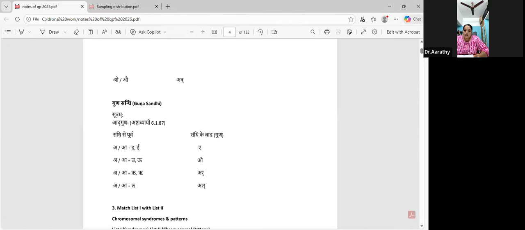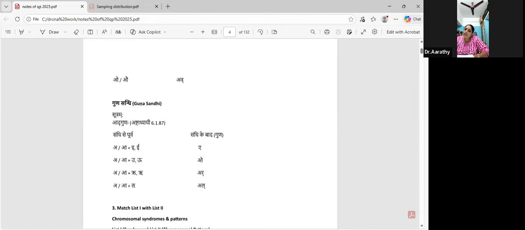Okay. So the second one, where Purva Padam ends in a or aa, and Parapadam starts with u or uu. The examples are Maha plus Udaya, Mahodaya. Surya plus Ushma, Suryoshma. Saha plus Udara, Sahodara. Prashna plus Uttar, Prashnotar. So the third one, where Purvapadam ends with a or aa, and Parapadam starts with r. In that case, the Sandhi is attained by replacing it with ar. Examples: Deva plus Rishi, Devarshi. Sapta plus Rishi, Saptarshi. Maha plus Rishi, Maharshi. All these, it is replaced with ar.